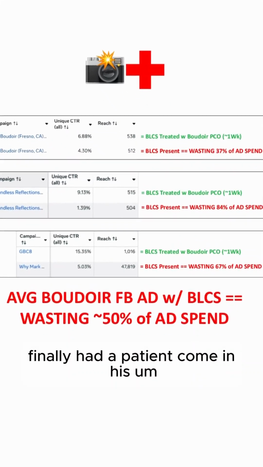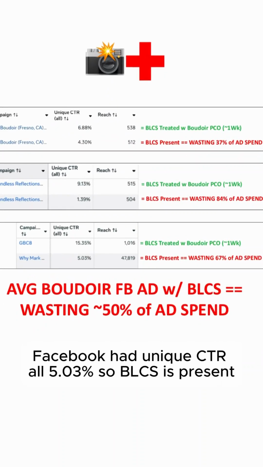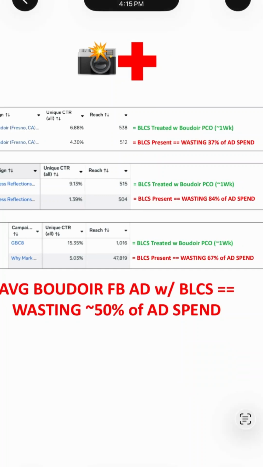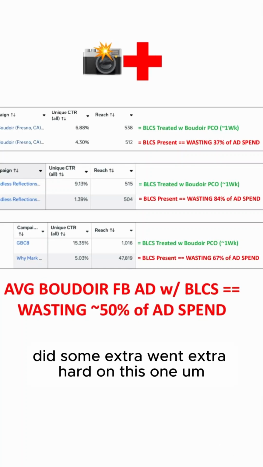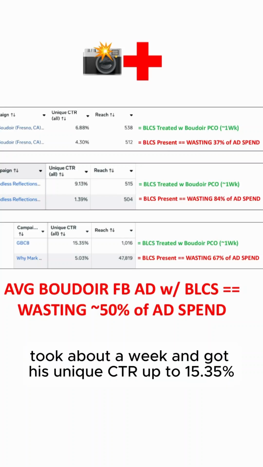Finally, had a patient come in. His boudoir Facebook ad unique CTR 5.03%. So BLCS is present. And so we duplicated it, went extra hard on this one. Treated with Boudoir Pico, took about a week and got his unique CTR up to 15.35%.